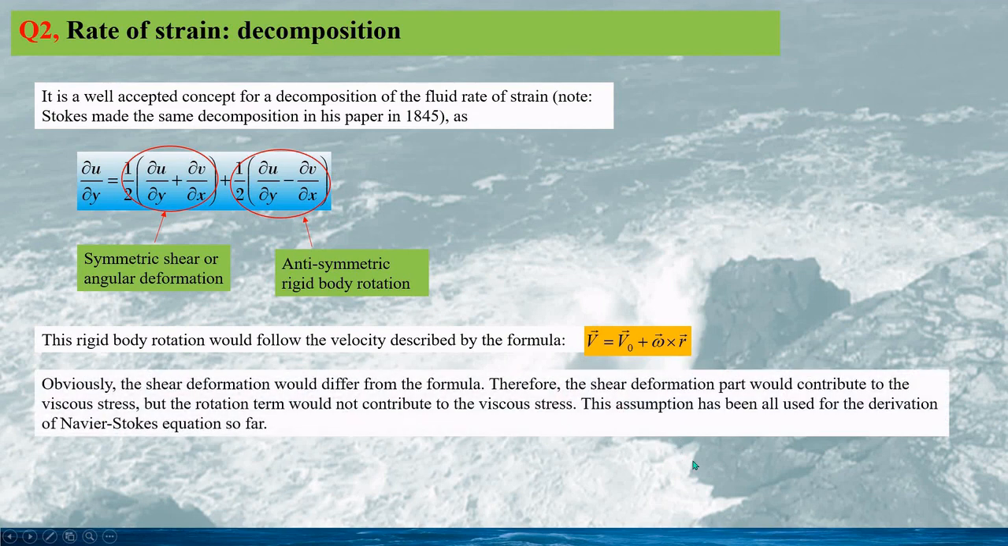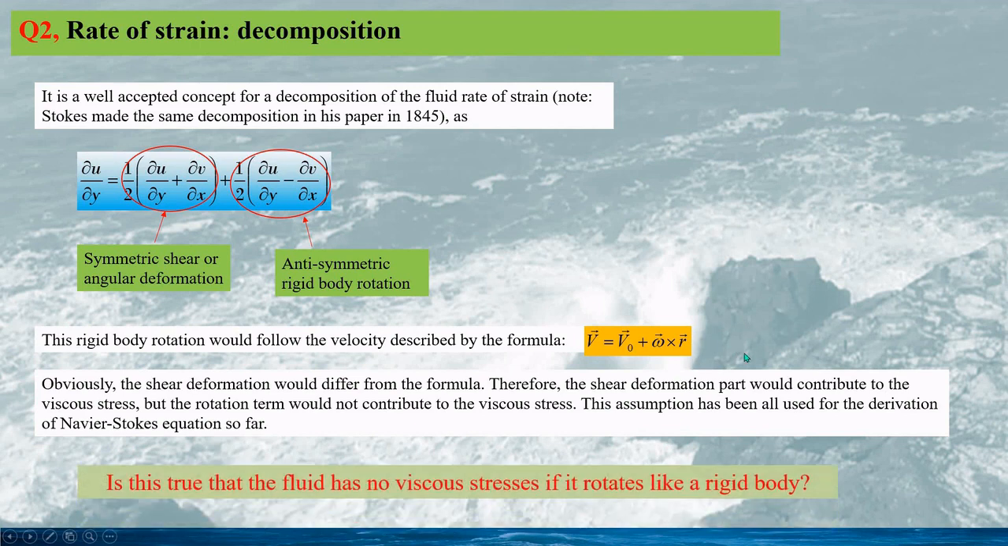Obviously, the shear deformation would be different from the velocity description by this. As such, the shear deformation could contribute to viscous stress, but the rotational term would not contribute to the viscous stress. This is why it is excluded in deriving the Navier-Stokes equation. Is it true that the fluid has no viscous stresses if it rotates like a rigid body?